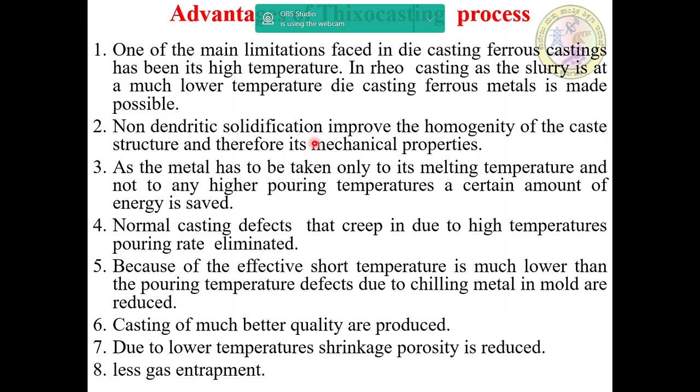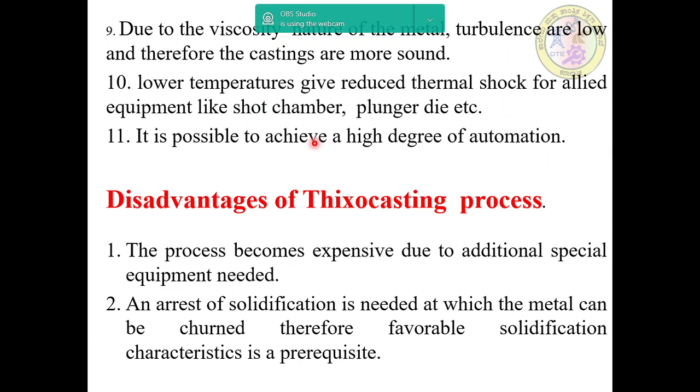Castings of much better quality are produced due to lower temperatures. Shrinkage porosity is reduced by this process, gas entrapment is less, and due to the viscosity and nature of the metal, turbulence is low, and therefore the castings are more sound, that is, defect-free products are produced. And then lower temperatures give reduced thermal shock for allied equipment like the shot chamber, plunger, die, etc. It is possible to achieve a high degree of automation.